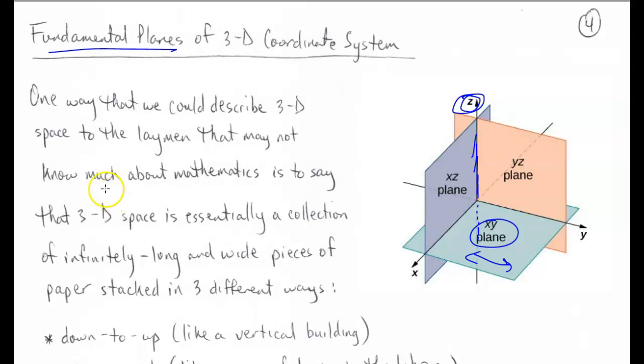okay? Now, if we're not talking about the xy plane specifically, let's say we're talking about a plane that's 1 unit up on the z-axis, then the plane z equals 1 would be the plane that is parallel to the xy plane, but also perpendicular to the z-axis, okay?